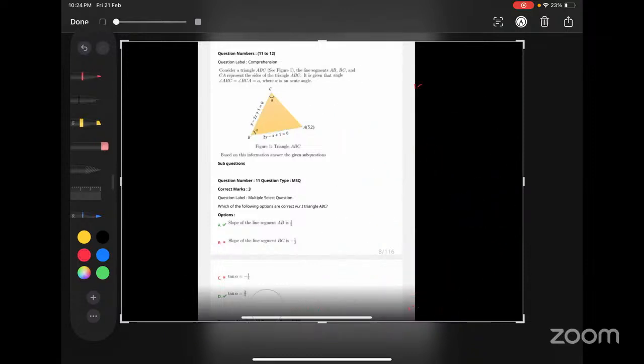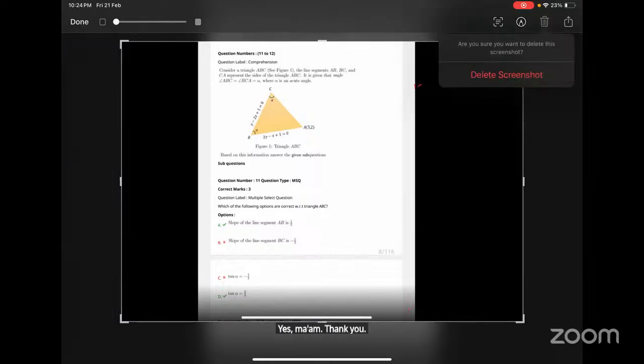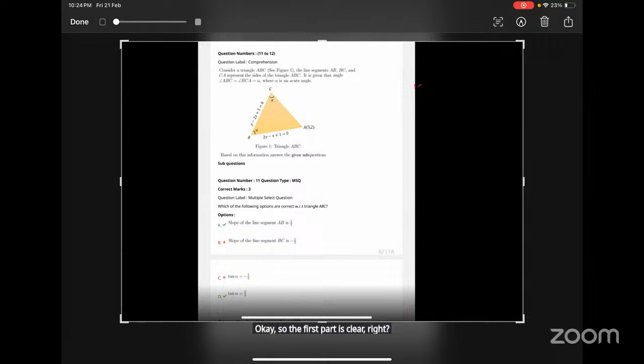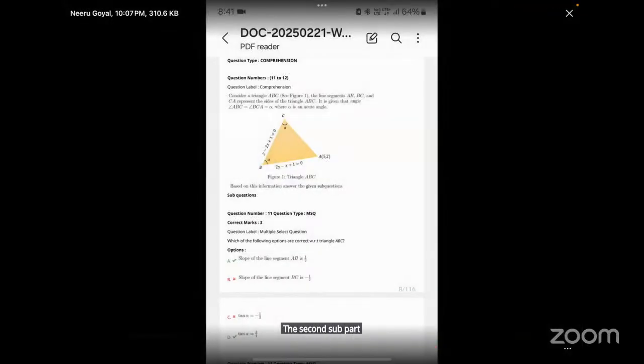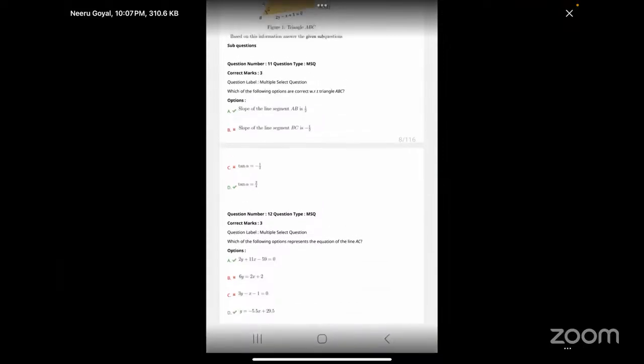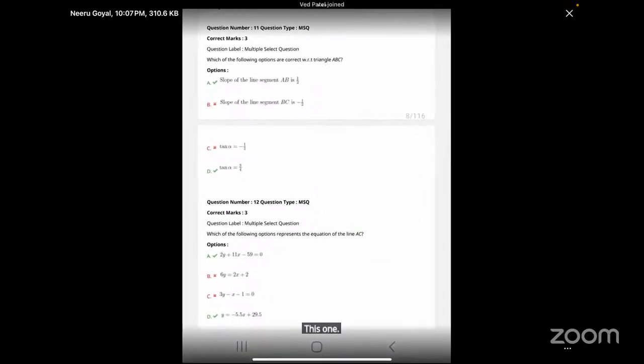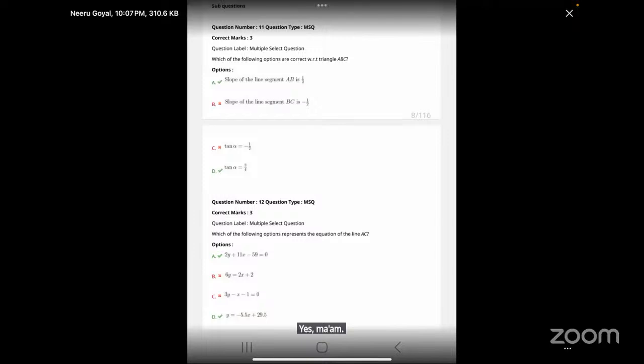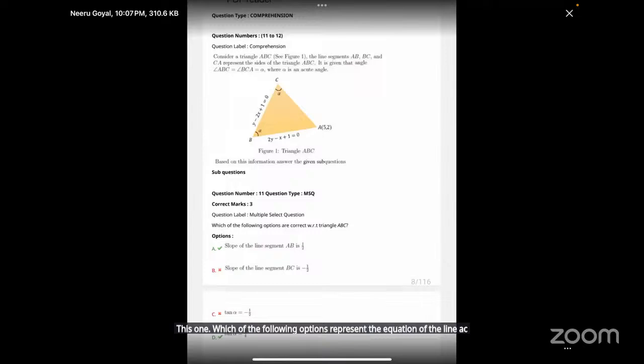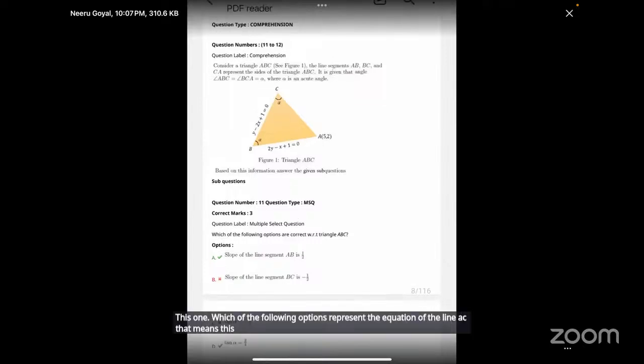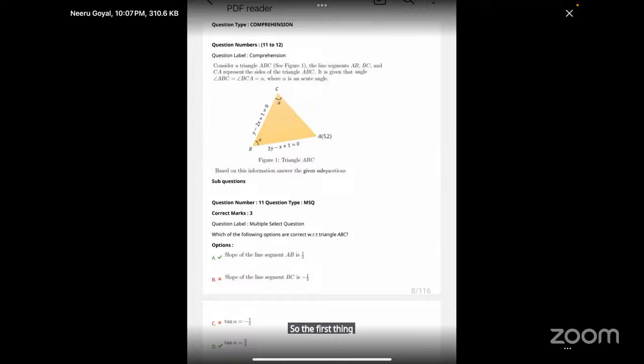Okay. So the first part is clear, right? Yes, ma'am. Thank you. The second subpart. Which of the following options represents the equation of the line AC? AC, that means this. So the first thing is you have to calculate the slope of the line.